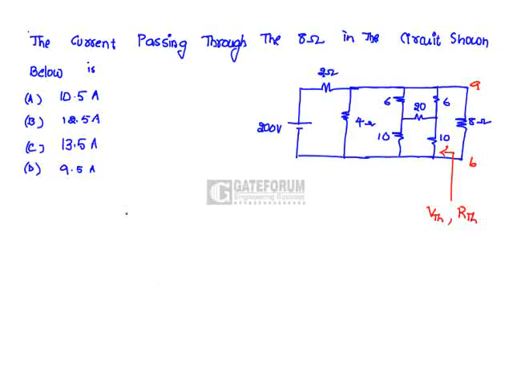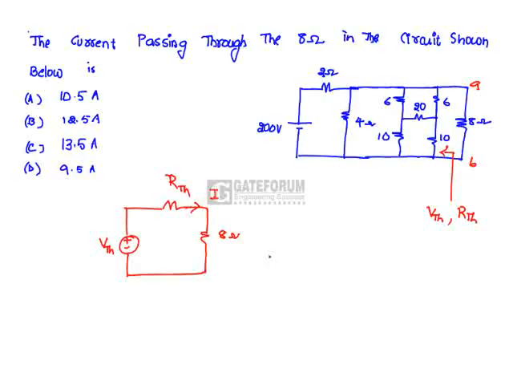So we have to convert this entire circuit into VThevenin and RThevenin, with this 8 ohm resistor. This is the current flowing through the 8 ohm resistor.